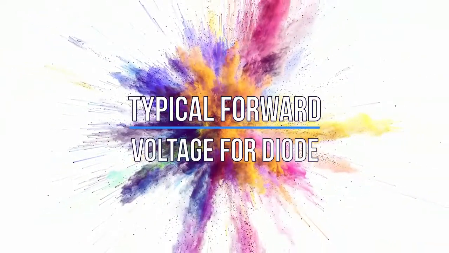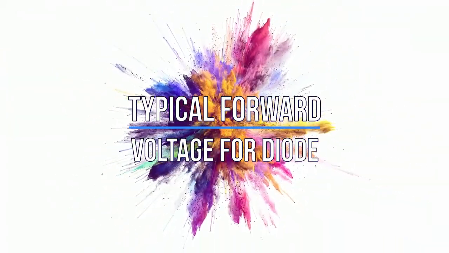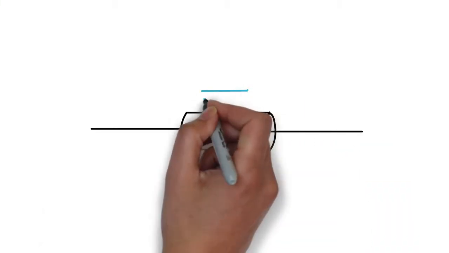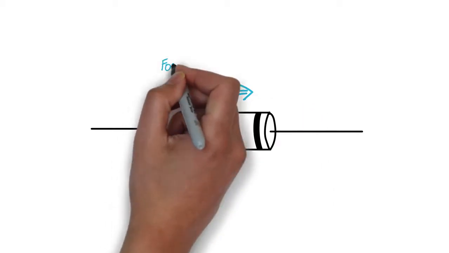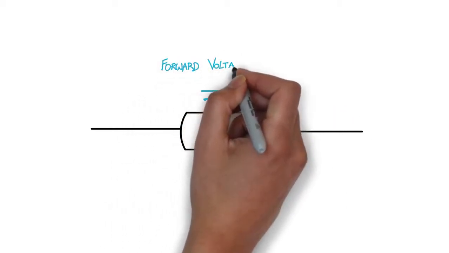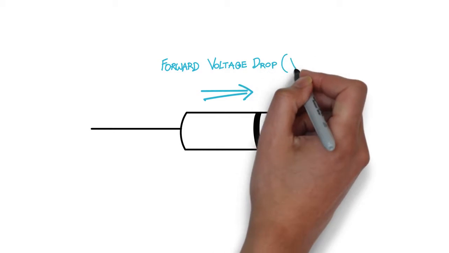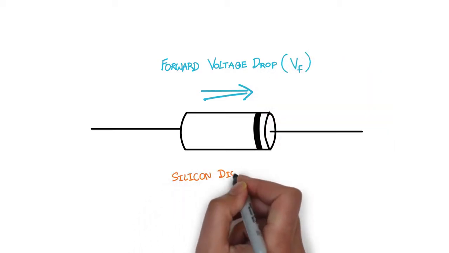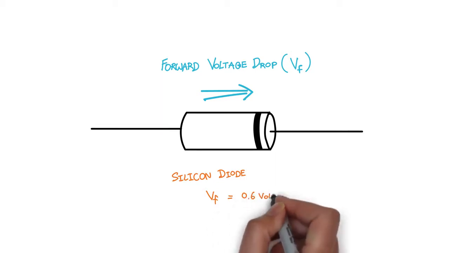Typical forward voltage for diodes. For a typical diode, a certain amount of forward voltage is required before any current will flow. This minimum threshold of voltage is called the forward voltage drop. For typical silicon diodes, this forward voltage drop is around 0.6 volt.